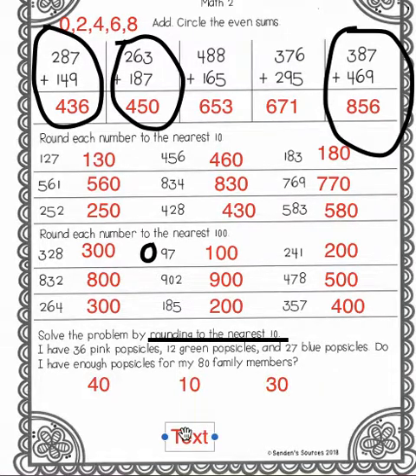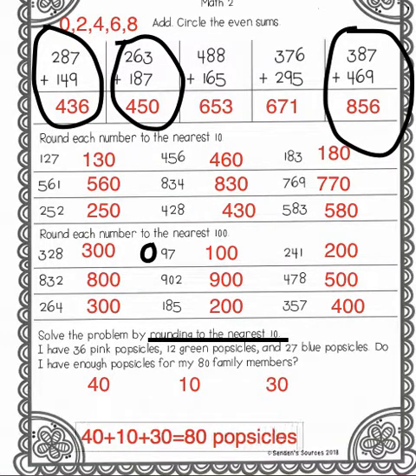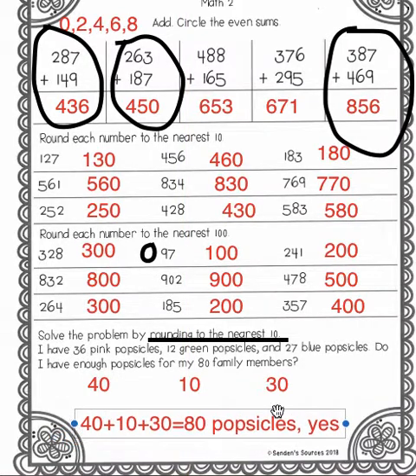So last step here, I need to add these all up to make sure that I have enough for my 80 family members. So 40 plus 10 plus 30. An easy way to do this is just do 4 plus 1, which is 5, so that would be 50. And then 5 plus 3 is 8, which would be 80. So I would have 80 popsicles, which means yes, I would have enough for my 80 family members. I would have just enough.